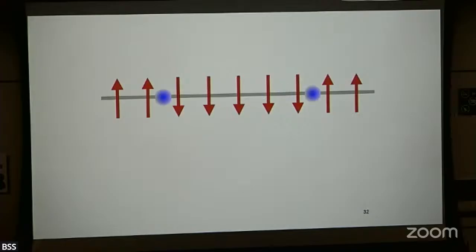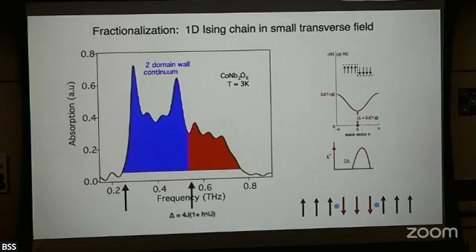But you could imagine them moving apart from each other separately in this fashion. And again, this is an example of fractionalization of a particle, what would be a well-defined spin one particle in a well-ordered magnet. Okay.